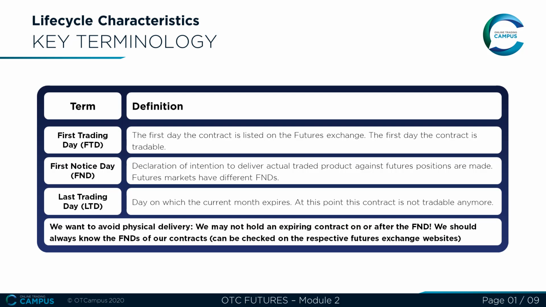There are some other terms we have to be aware about. Let's start with the least important one. First trading day, in short, FTD. That's simply the first day the contract is listed on the futures exchange. So basically the first day the contract is tradable. This is the day where the life cycle of the contract starts. A contract can be listed and start trading years before it eventually becomes front month. The first trading day has no implications to our trading. It's just for us to be aware of.